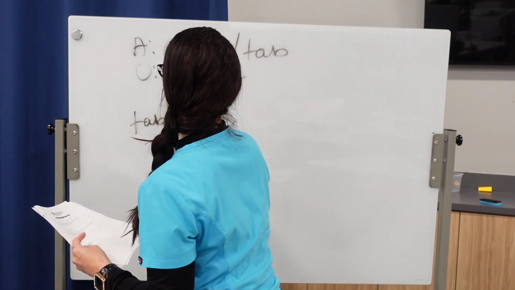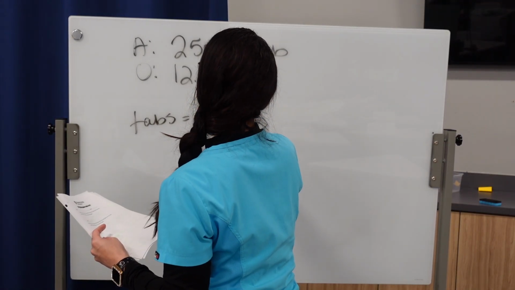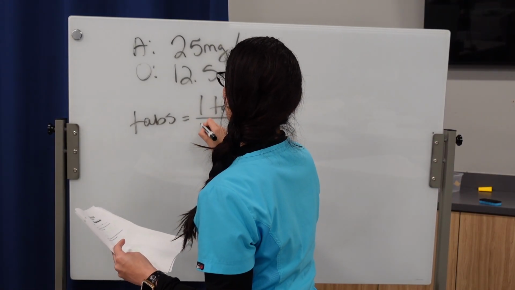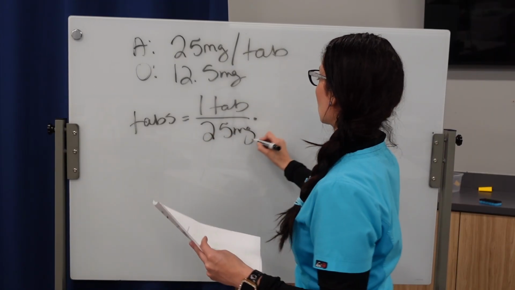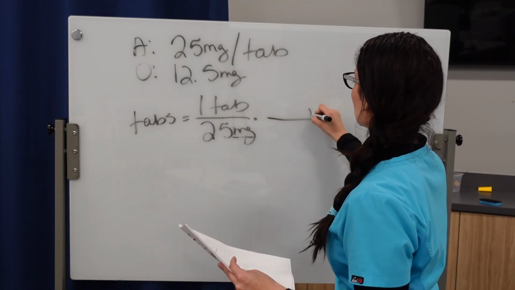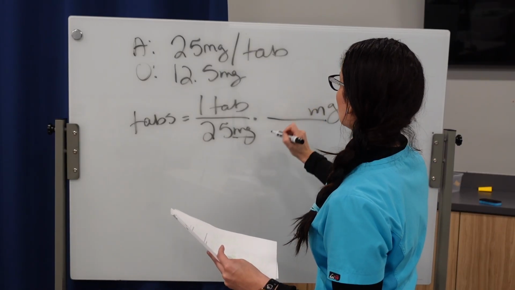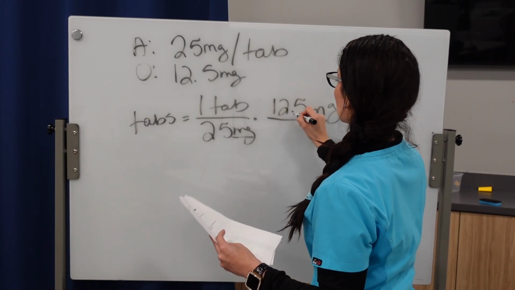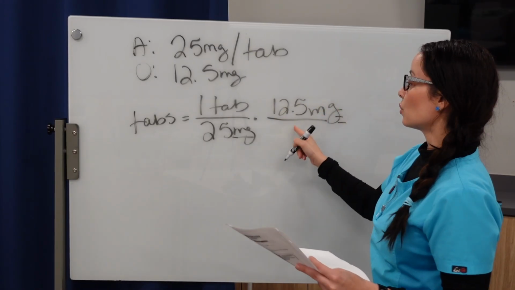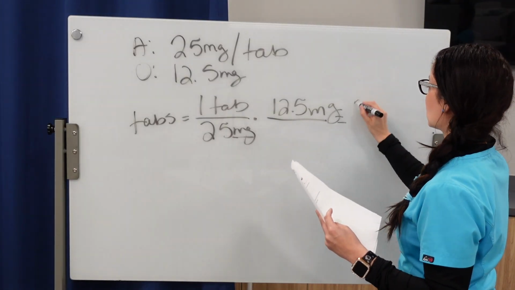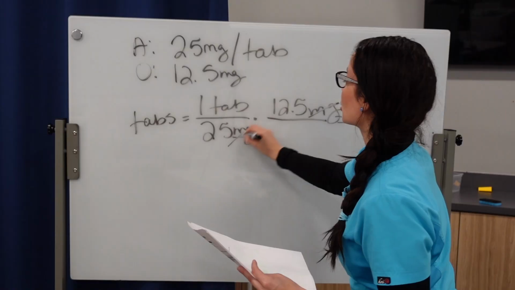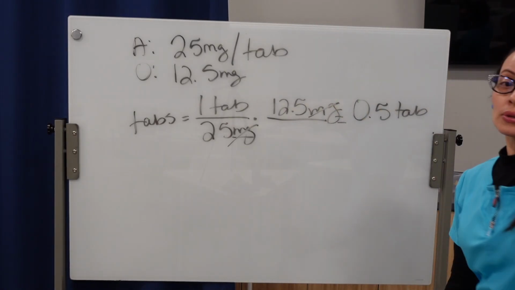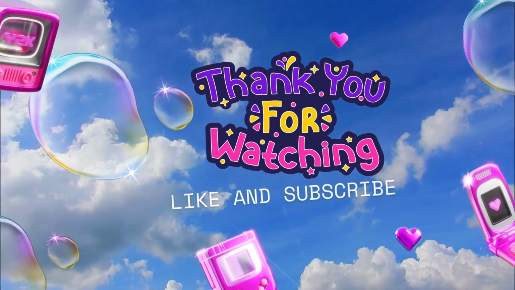Tabs equals 1 tab has 25 milligrams, times whatever's at the bottom goes up here at the top, milligrams, times 12.5 milligrams is the order. When you divide 12.5 by 25, you get 0.5, and so it's tabs. Also, your units of measurement cancel out and you're left with tabs. So that's how you know that you got the right answer.